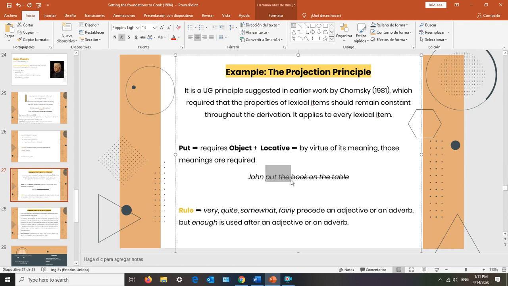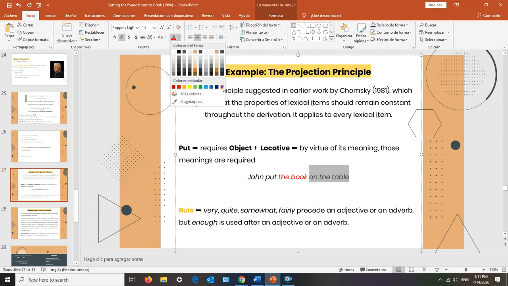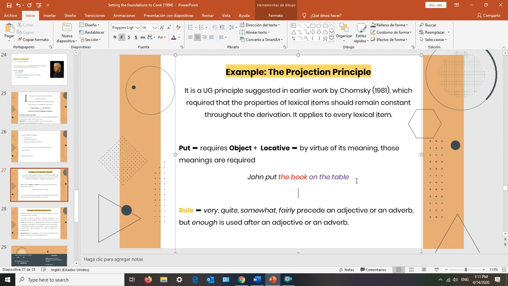So we've got to say that we, or he, in this case, John, put something, that is to say, the book, somewhere on the table. So the obligatoriness of these two constituents, the book and on the table, springs from the content, the semantic requirement that put specifies. Right? In Cook's material, you have at the end of 28 the following information.